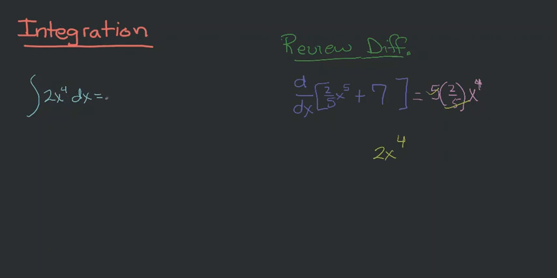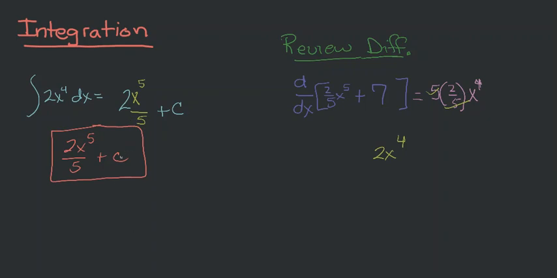So we do the opposite. We take x to the 4th and we make it x to the 5th. Instead of putting the 5 in front to multiply, we divide by 5. And then the 2 that we have in front just comes along. Now, because of this 7, I'll talk about that in a minute, we have to put a plus c here at the end. So then what we end up with is 2x to the 5th over 5 plus c. That is the answer to this problem of integration.